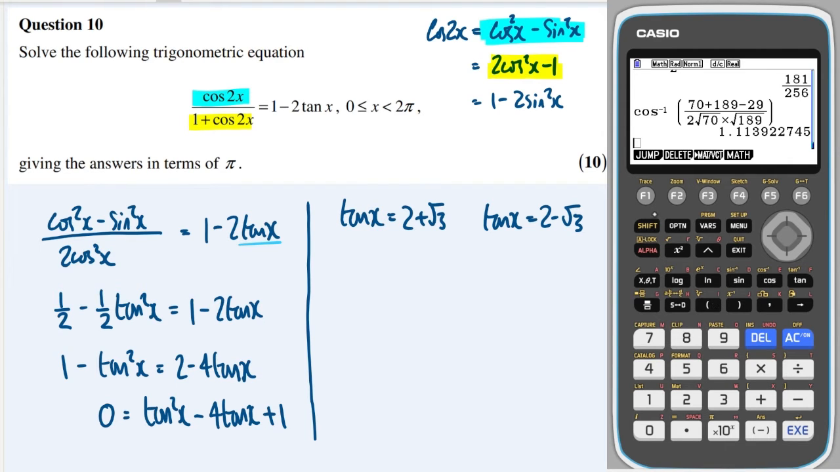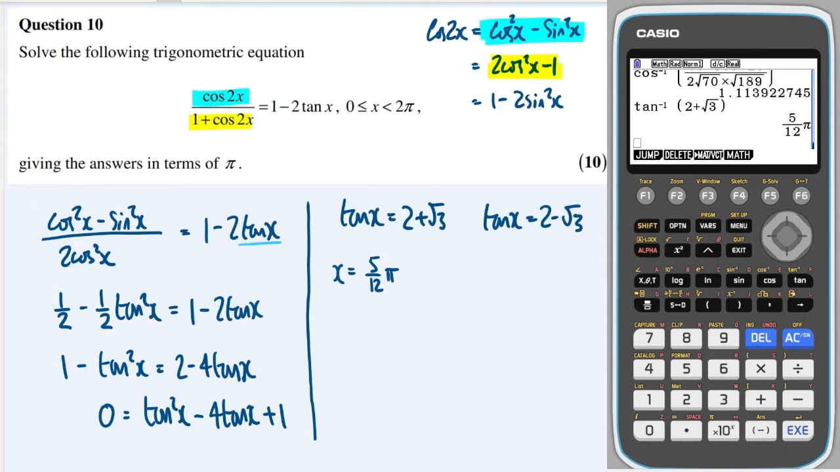And then I'm going to do tan to the -1 of 2 plus root 3, and that's going to give me a nice 5 over 12 pi. And then the second solution for tan I can achieve by adding on pi, which is going to give me 17 over 12 pi.